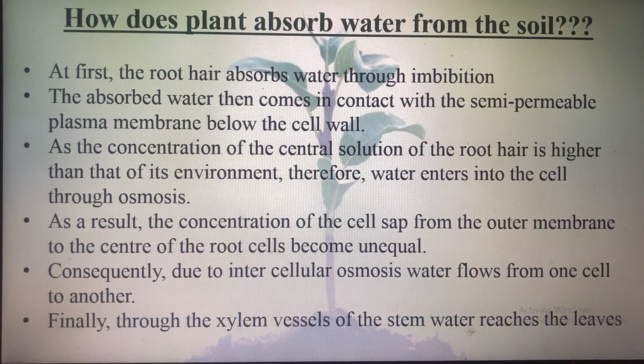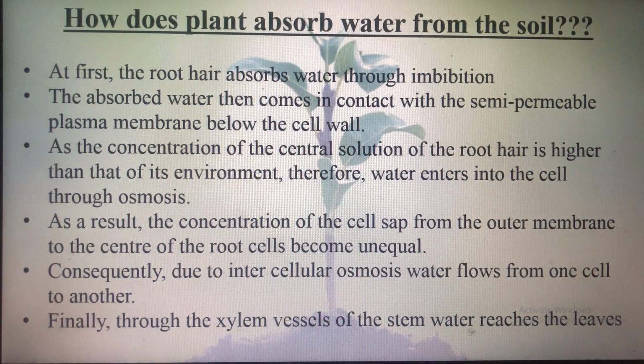Consequently, due to intercellular osmosis, that means cell to cell osmosis, water flows from one cell to another. When one cell absorbs water, the concentration of the cell sap inside the cell will automatically become lower than that of its adjacent cell, and therefore water will enter into the adjacent cell through osmosis. This is known as endosmosis or intercellular osmosis.